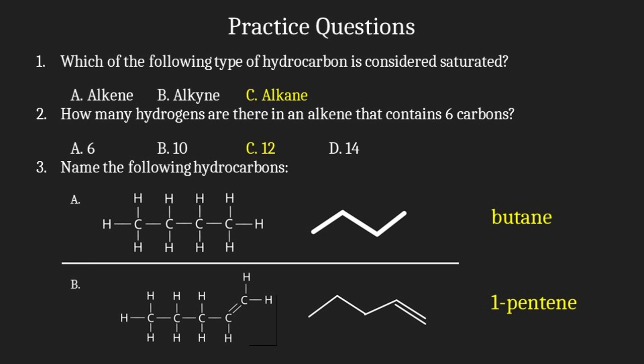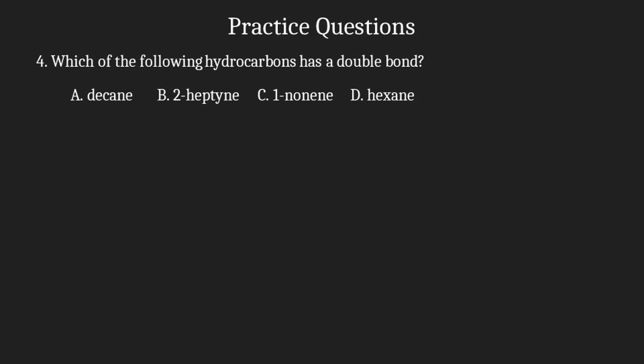Now, there's one additional practice question that's a little bit more challenging than the others. Which of the following hydrocarbons has a double bond? Once again, I suggest you pause the video and try this. The correct answer would be C, 1-nonene. To do this, we have to look at the fact that there's a double bond, and we know that to have a double bond, it has to be an alkene. And we know that alkenes always have to end in ene, so we had to look for which of the choices ended in ene, and the only choice that did that was choice C.